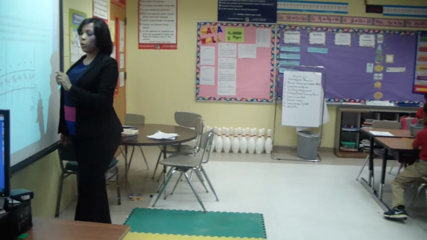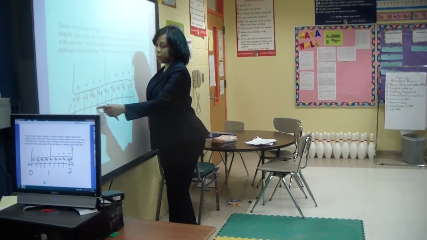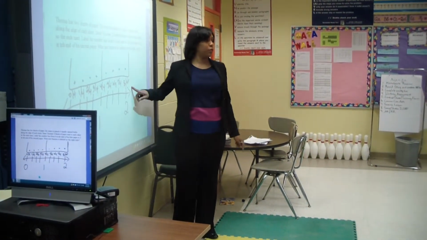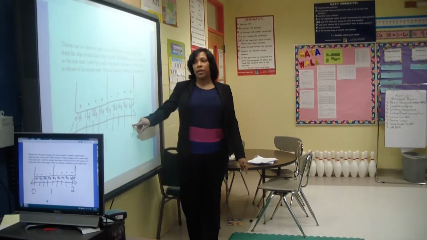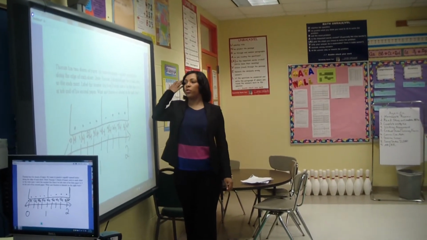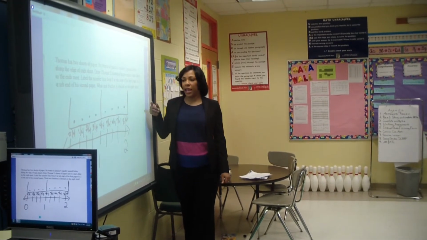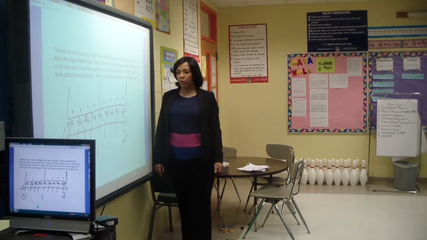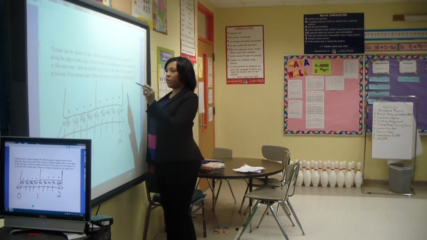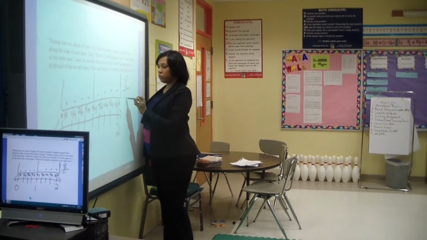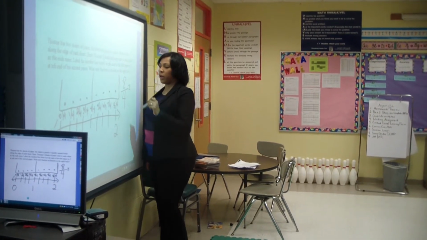Okay, so we're able to label. Did everyone label? You label all your fraction units. Yes. Now, they're asking you, what fraction is labeled on the 8th hole? 8 fourths. And this is an improper fraction.